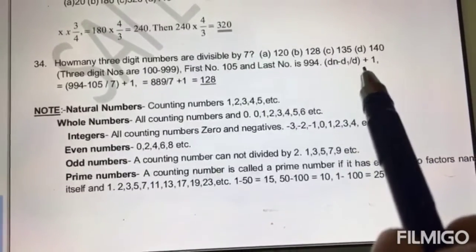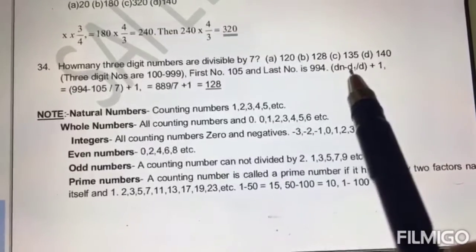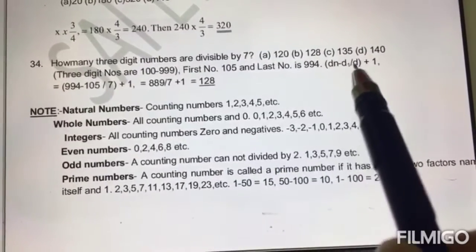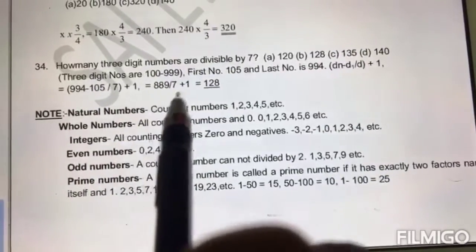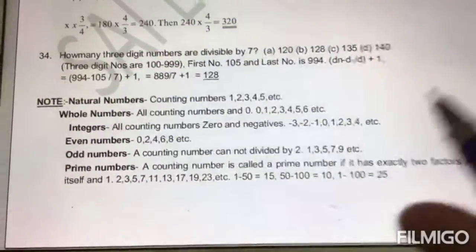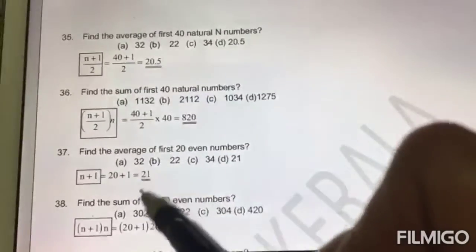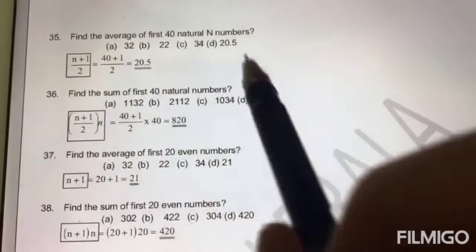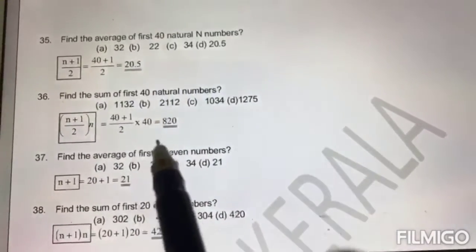There is a formula we have to follow. This is the largest 3-digit number divisible by 7 minus the smallest 3-digit number divisible by 7, divided by the divisor, which is 7, plus 1, which is equal to 128. So 128 3-digit numbers are divisible by 7. You have to memorize this formula. Okay, there is no other explanation. Similarly, for all these questions you have to memorize these formulae. The plural of formula is formulae.